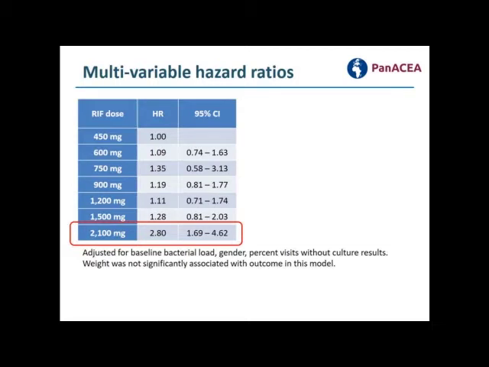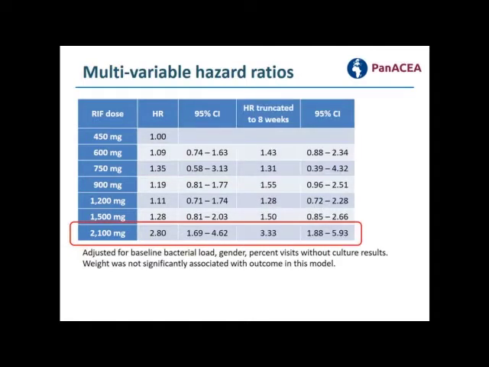As I said, this was a 12-week study, so that was a bit unusual in the context of phase 2b studies. So we truncated this in the data set to an 8-week study to provide a comparison to other phase 2b studies that had been done, and this resulted in the hazard ratio of 3.3. Also adjusted for the same covariates.